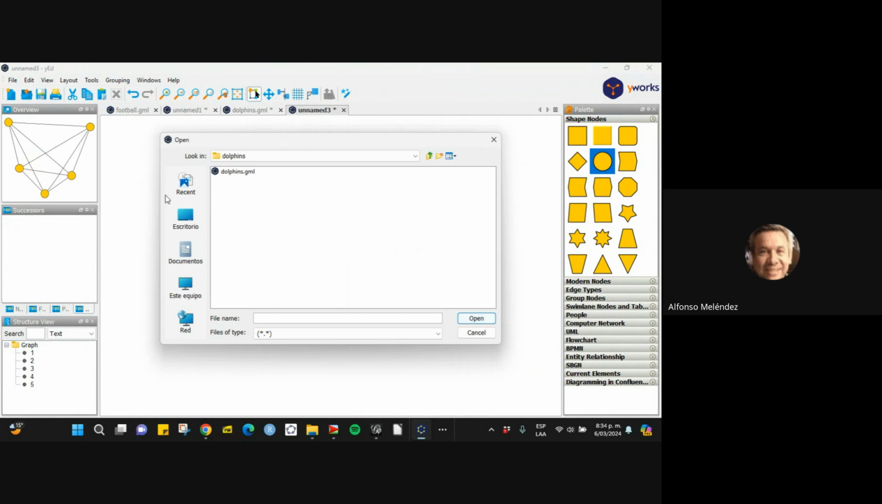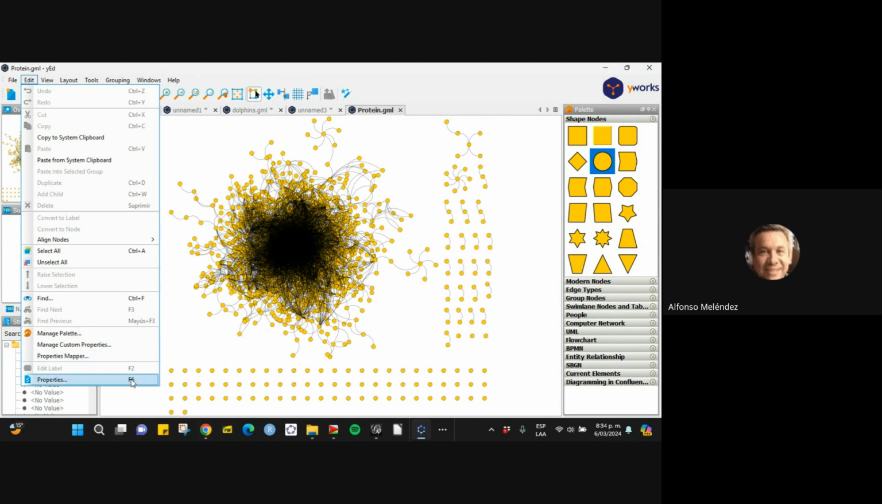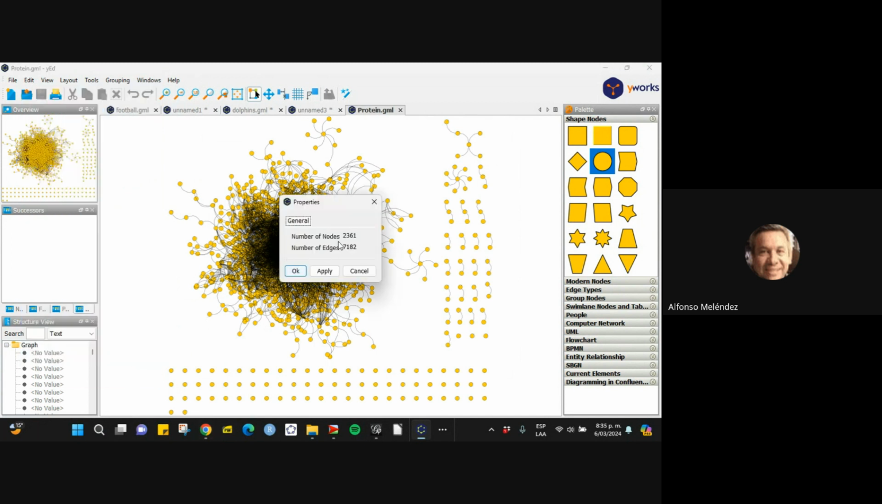I'm going to try to open it. Where is the network? Okay, I guess it's here. No. Okay. But it's very big. Okay, it's here. Let me view properties, I guess. Okay, here we have the data. 2,061 nodes, 7,182 edges. It's a very disconnected network.